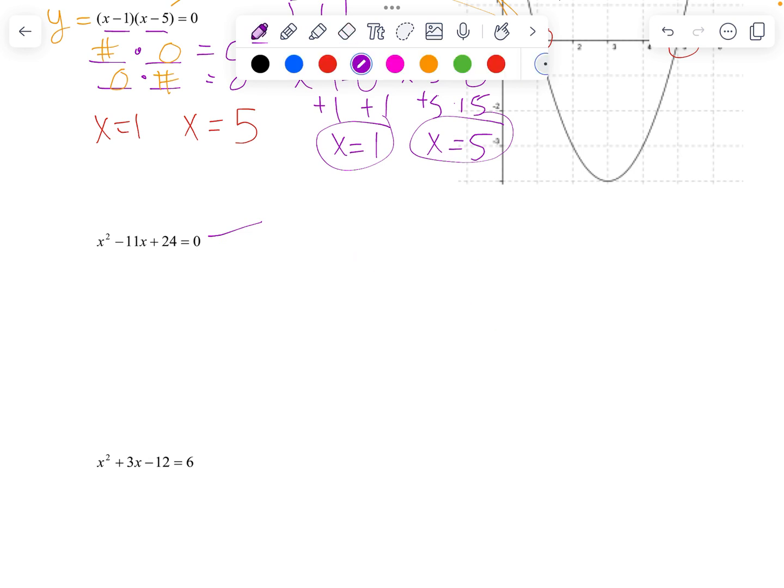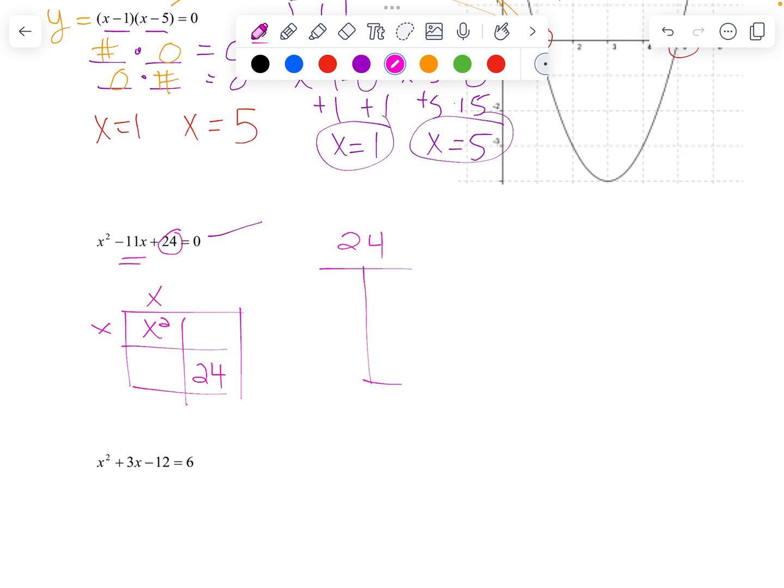Instead, I'm going to think, okay, let's try to change this to factored form. So can I find what would multiply to 24, but combine to negative 11? I've got a positive 24 here, and I know those two things are going to combine to negative 11. So 1 and 24, that could never make 11. 2 and 12, that could never make 11. 3 and 8. 3 and 8 could make 11. They could make negative 11 if they were both negative. So let's try that: x minus 3, x minus 8.